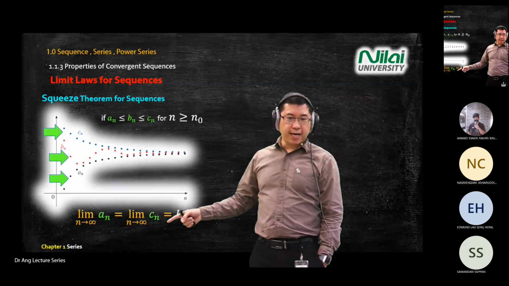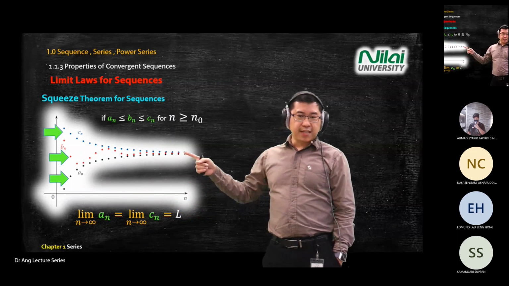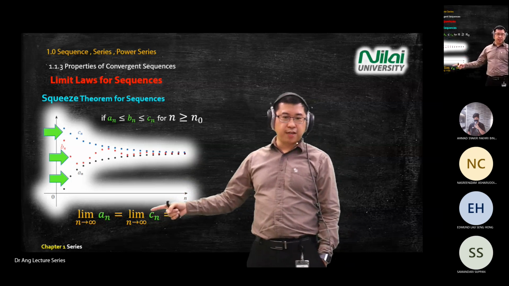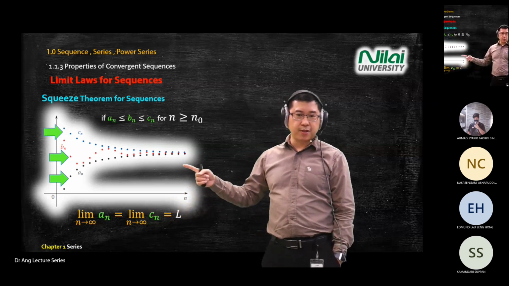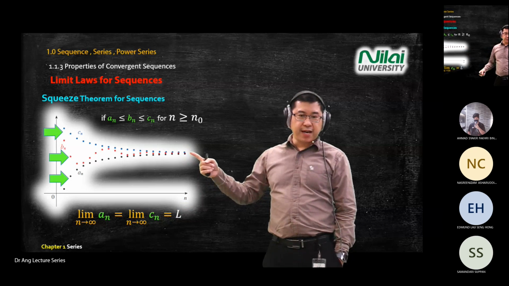At the same time, you can also write your sequence C, with the limit as n goes to infinity, will also equal L, because these 2 sets of data arrive at L.